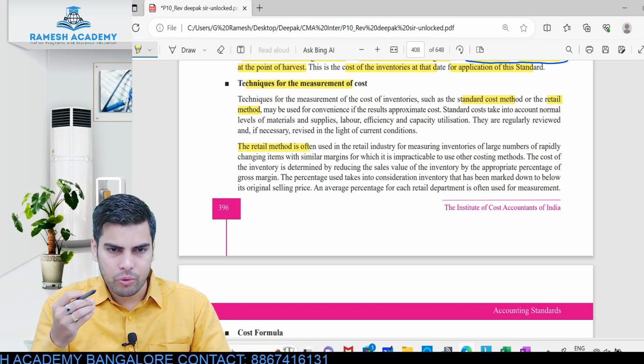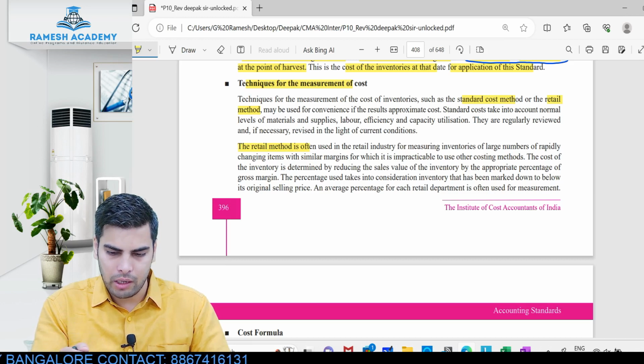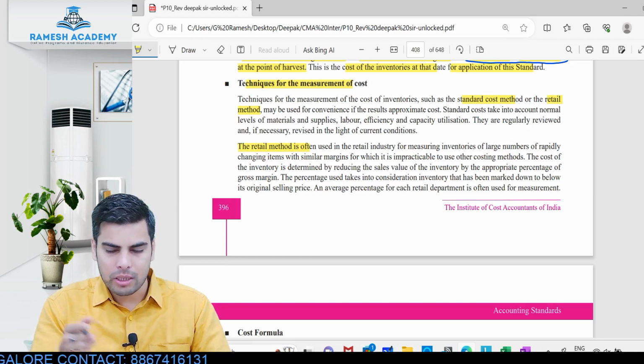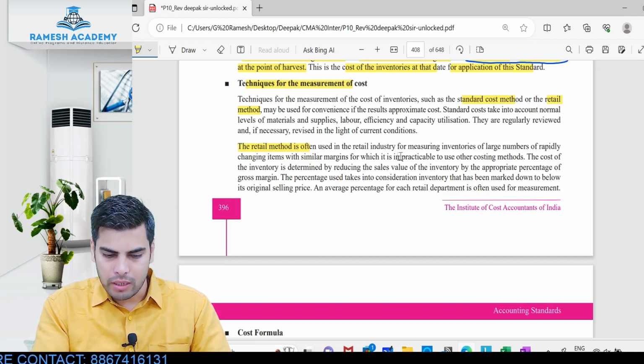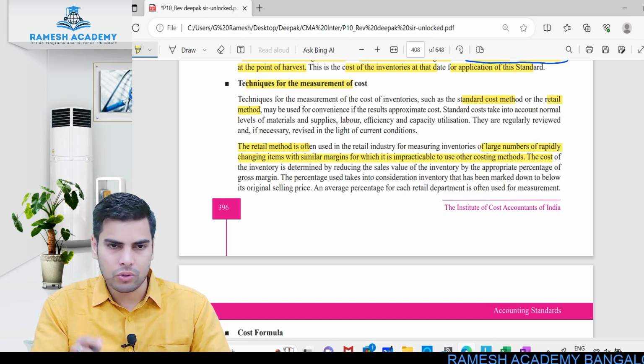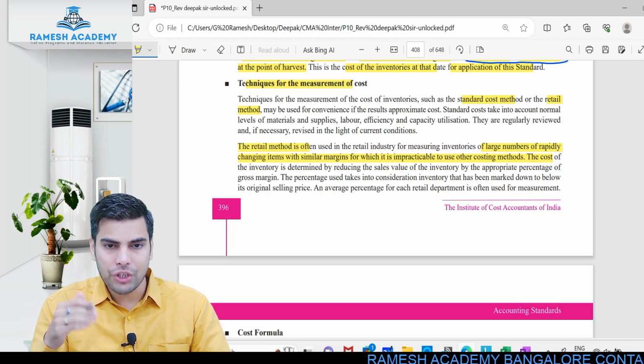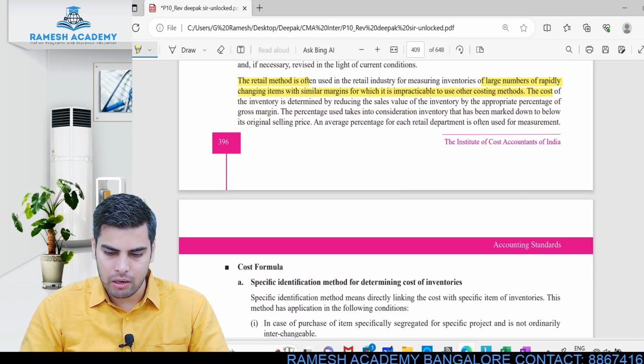Now, when it comes to measuring this particular stock, different techniques will be used by different industries. Like we have the standard cost method and the retail method. Retail method, where do we use it? For measuring the inventory of a large number of rapidly changing items with similar margin, for which it is impracticable to use other costing methods. So whenever there are a large number of rapidly changing items wherein the profit margin is less, we'll be using this retail method.